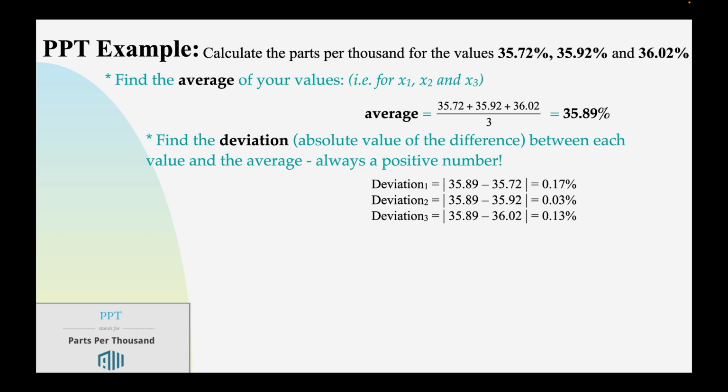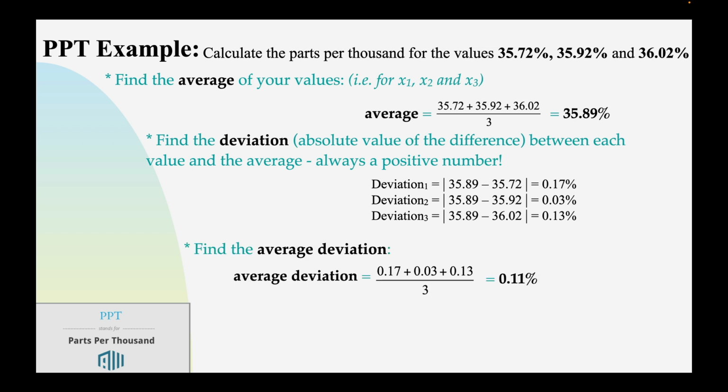But absolute value, which is what those up and down lines mean, absolute value means make it positive. So again, I can't highlight this enough. All your deviations should be positive numbers. So deviation 2 will be positive 0.03, and deviation 3 will also be positive, even though it looks like it'll be negative at first, positive 0.13%. Once you have your deviations, you want to find the average of the deviations. So you're going to add up those 3 deviation numbers and divide by 3. It comes out to be 0.11%, which again looks about equal for those different values.